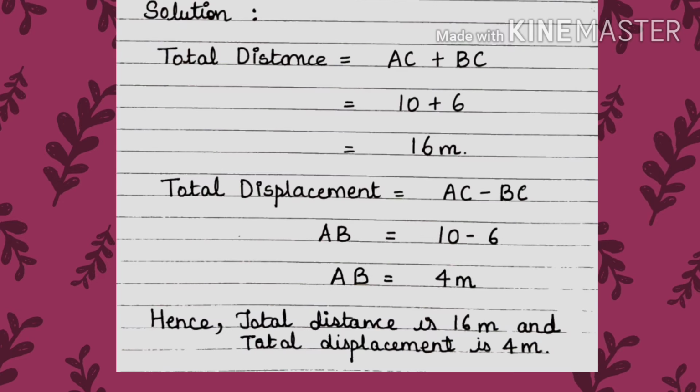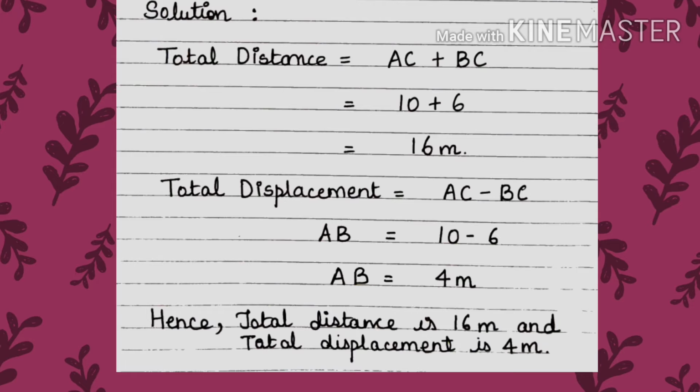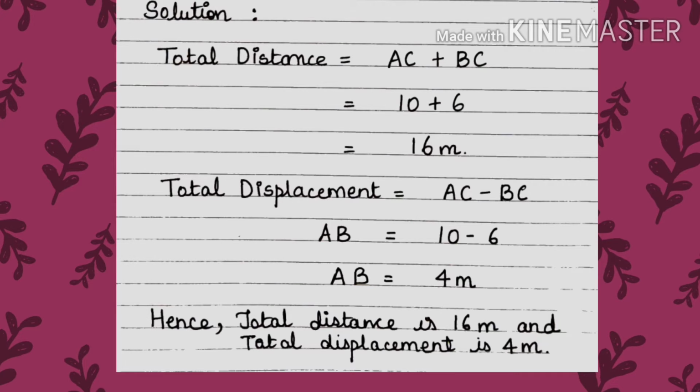Here we can see that the total distance is nothing but the length AC plus the length BC, which is equal to 10 plus 6, which is equal to 16 meters. So 16 meters is the total distance covered by Rohan. Okay. Now what is displacement? As you know, displacement is the shortest length of the path covered by an object.